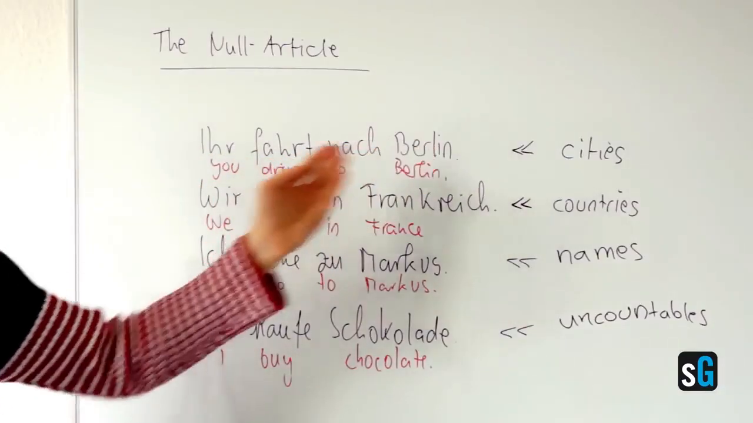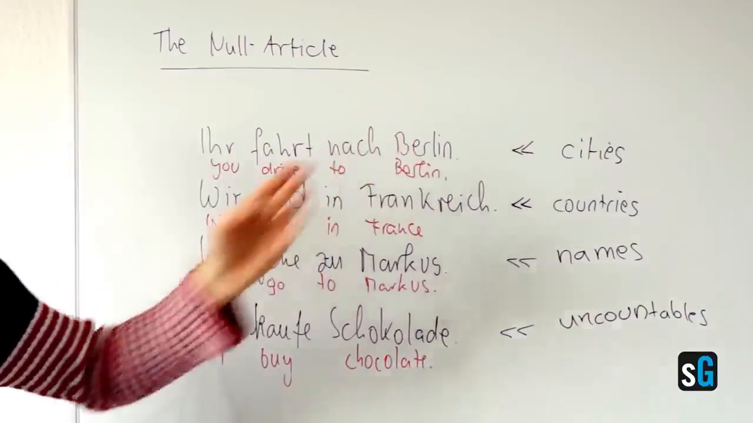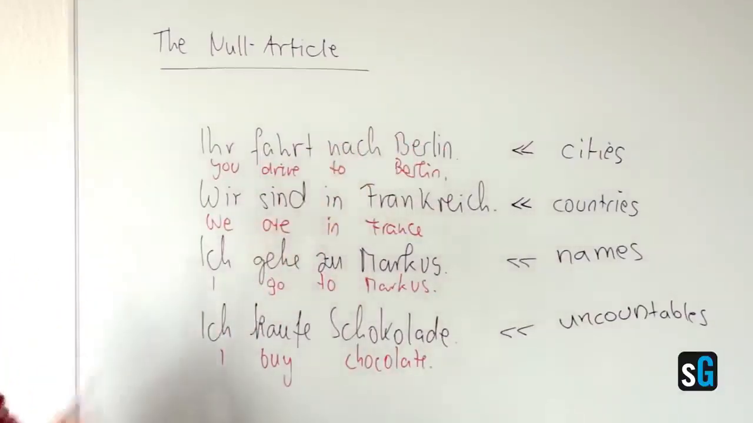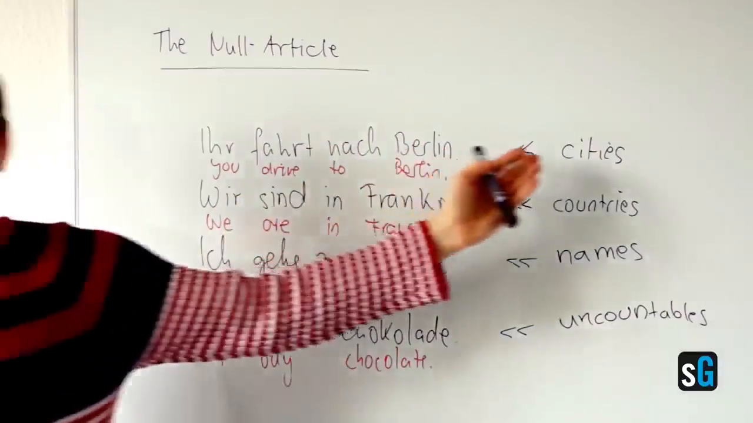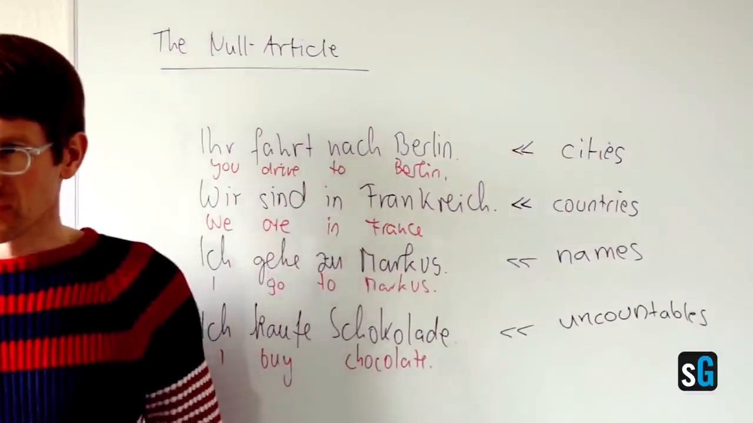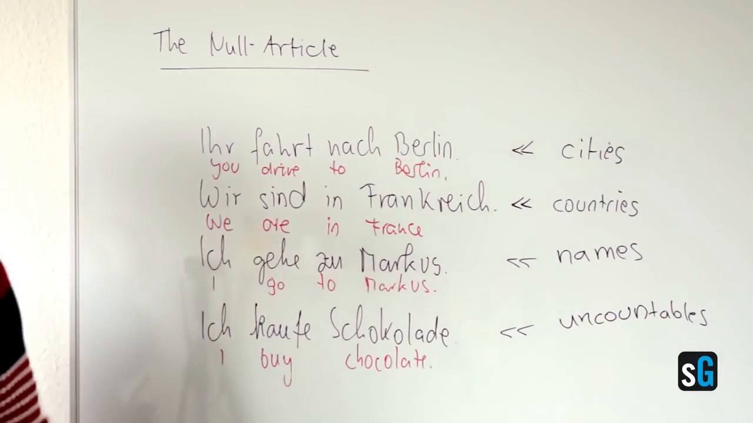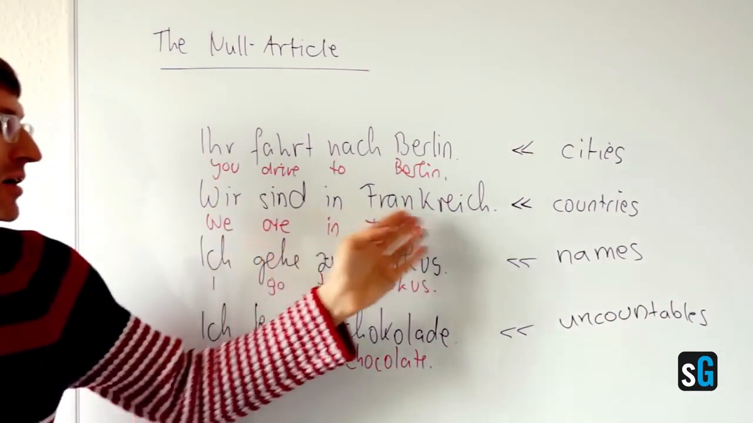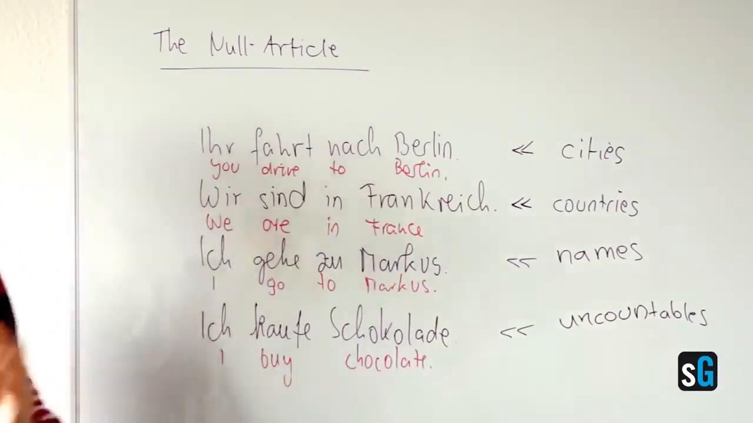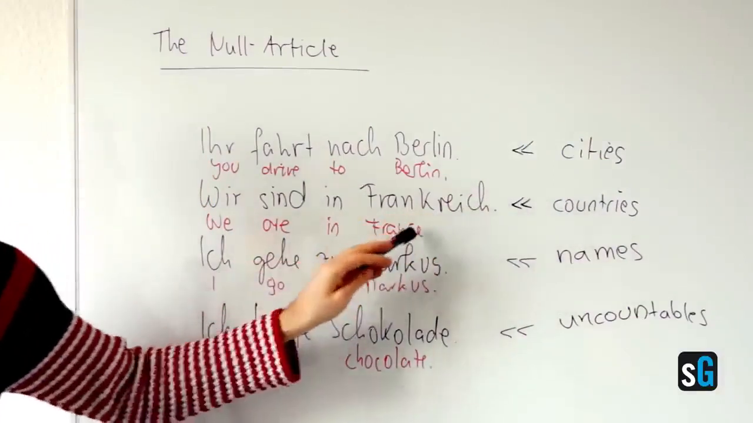Ihr fahrt nach Berlin, you go to Berlin. There is no the or a here as in English. No article with cities, generally. Wir sind in Frankreich. We are in France. So, as you can see, also no article with countries.